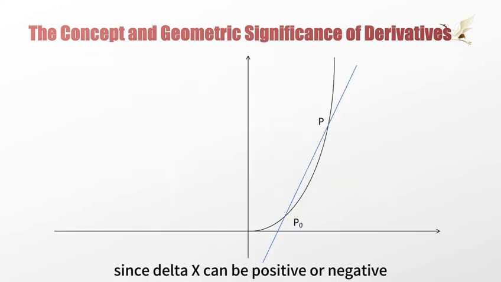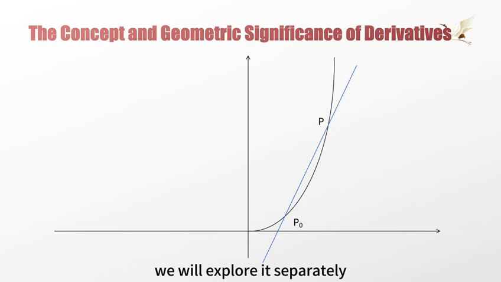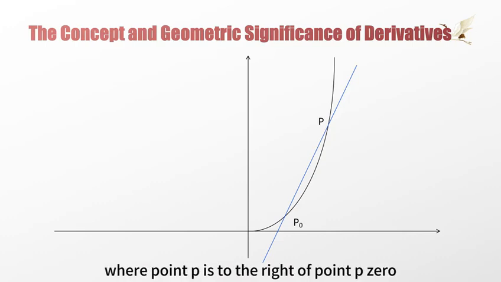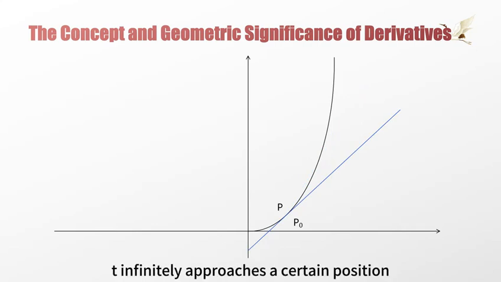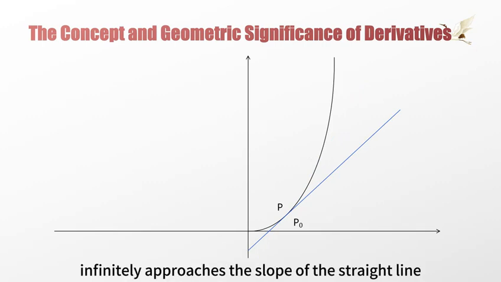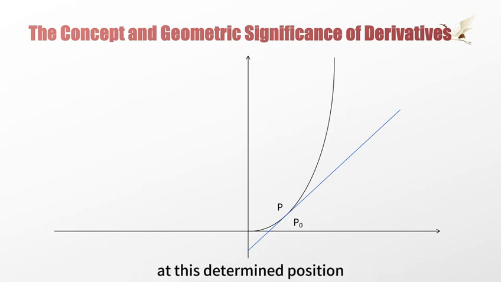Since delta x can be positive or negative, we will explore it separately. Let's first look at the case where delta x is greater than 0, where point P is to the right of point P0. As delta x continues to approach 0, point P continues to approach point P0 along the curve y equals f(x). When delta x approaches 0 infinitely, point P approaches point P0 infinitely. The secant P0P infinitely approaches a certain position, and the slope of the secant infinitely approaches the slope of the straight line at this determined position.